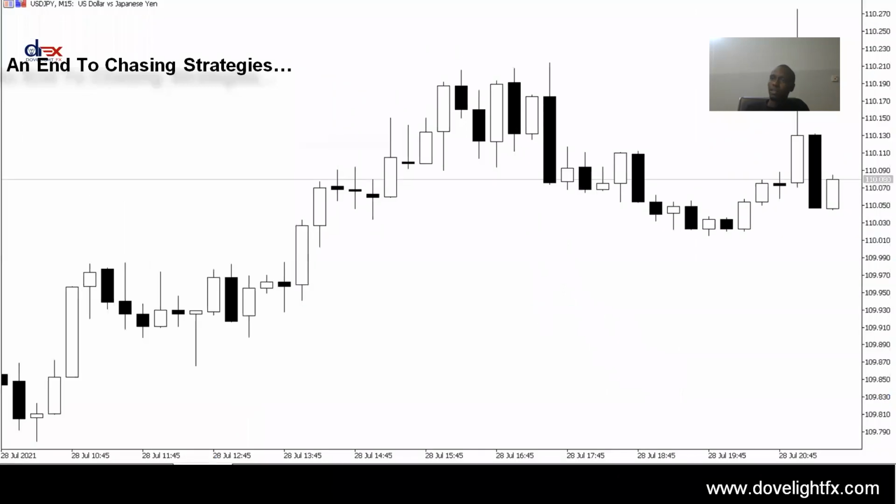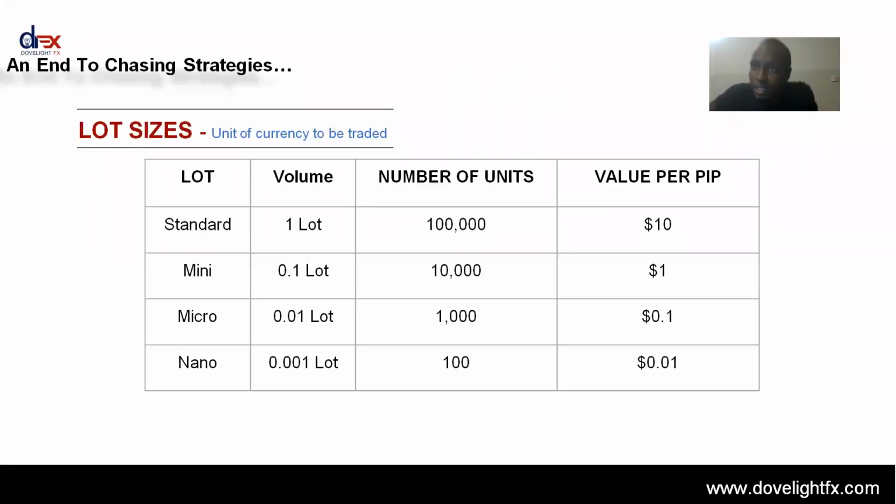Thank you so much. So simply, lot size allows you to buy certain units of currency which are expected to be traded, whether you are buying or selling. If I want to buy, I am buying a specific unit of currency. If I am selling, I am selling a specific unit of the currency.